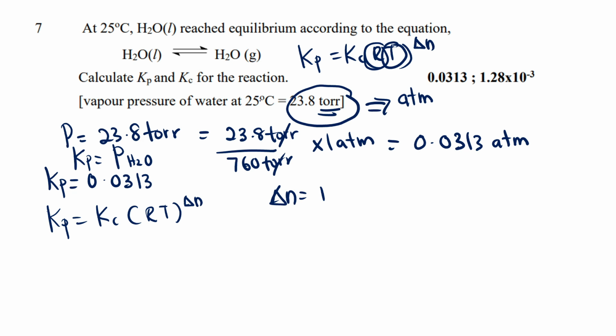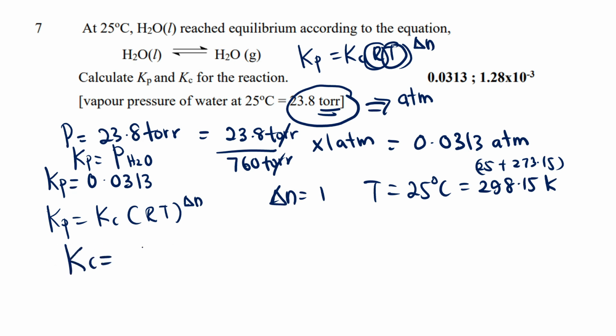Temperature is 25 degrees Celsius. Converting the temperature to Kelvin, 25 plus 273.15, we get 298.15 Kelvin. So just substitute the values. First we rearrange the equation: Kc is equal to Kp over RT delta N, and then substitute the values.